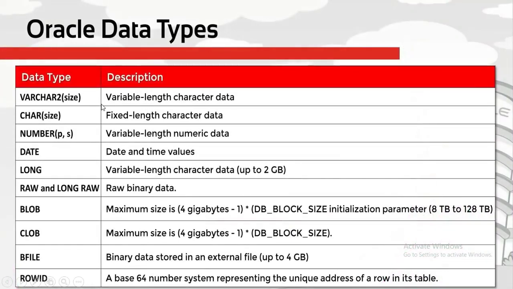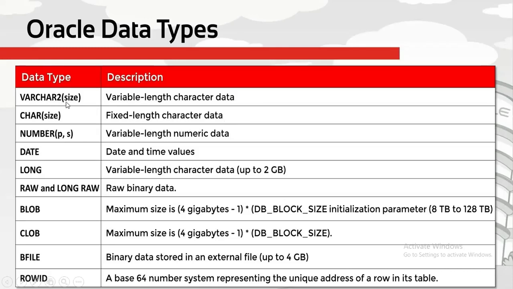So coming to the next chapter, Oracle data types. We learn here Oracle data types. There are several data types and their descriptions. So varchar2: variable length character data. Okay, so this is the data type varchar2, variable length character data. Char: fixed length character data.